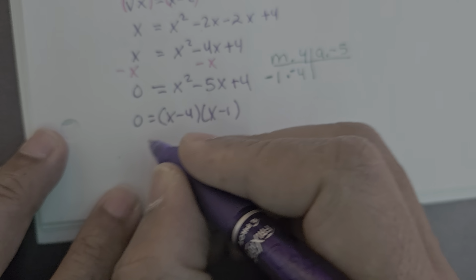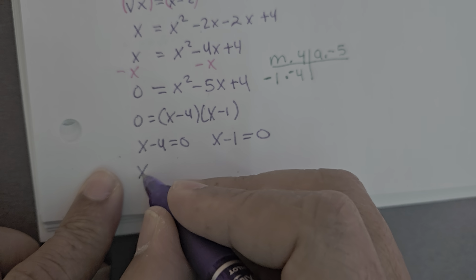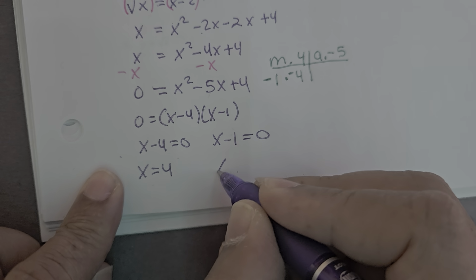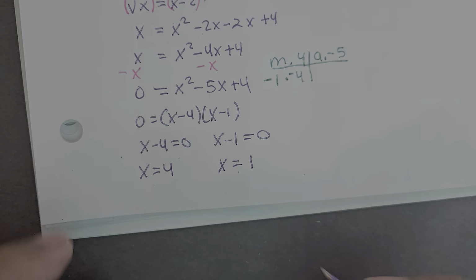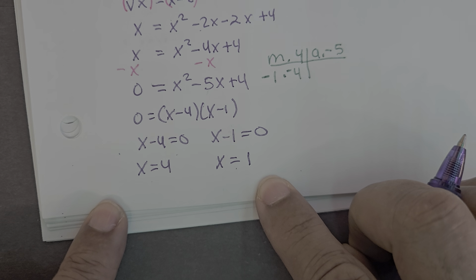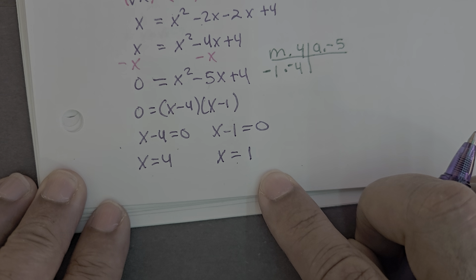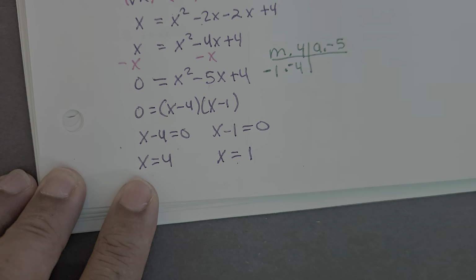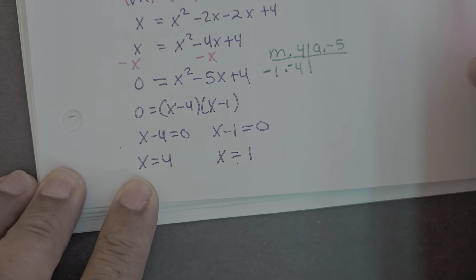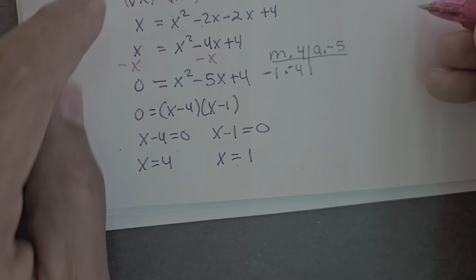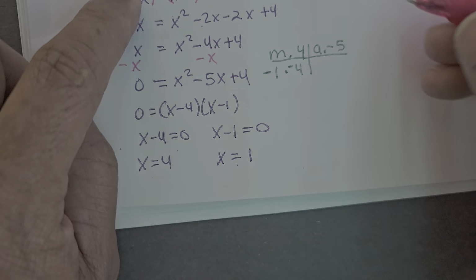So then I'm going to set each factor equal to 0. So x minus 4 equals 0, and x minus 1 equals 0. And when we solve, we just add 4. So then for this one, x equals 4. And for this one, x equals 1. So I am done solving, but I need to go back and check to see if these solutions work at all. So I'm going to check the solutions. So go back to the original equation and check.